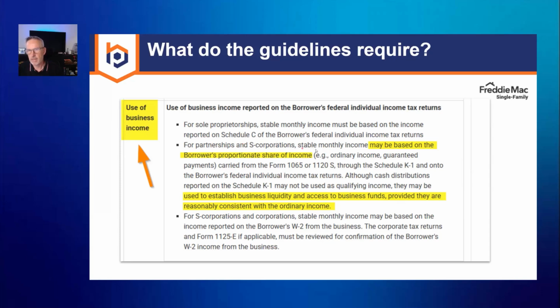So back up to it. You may use your ordinary income and guaranteed payments, which are carried from the 1065 or 1120 through the K1, right? The cash distributions are not used as qualifying income, but they may be used to establish business liquidity. I can't say liquidity today. I need more caffeine. So you can see they clearly outline it here.